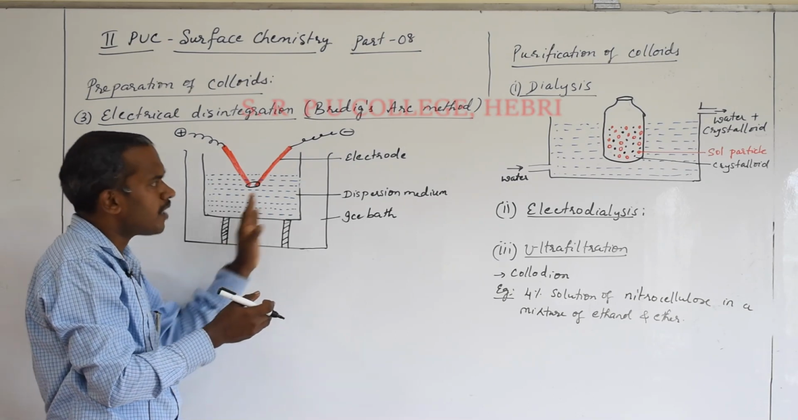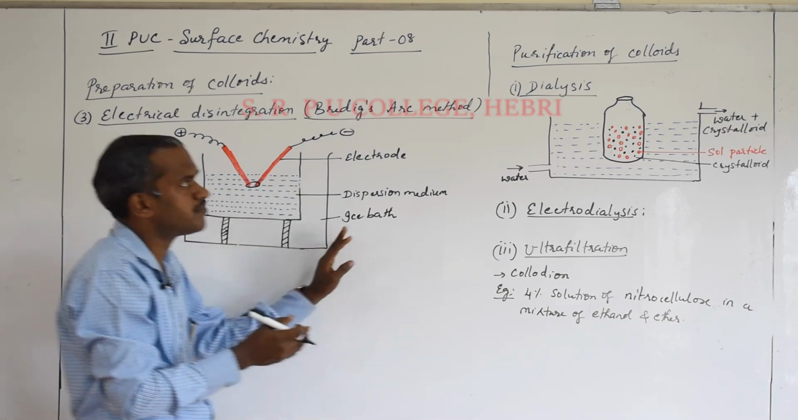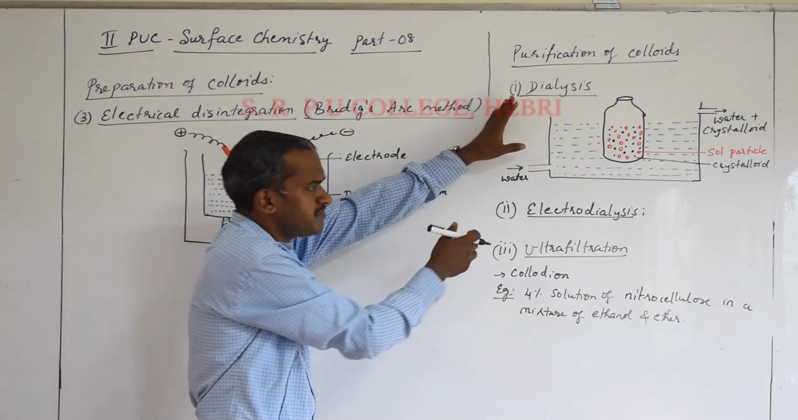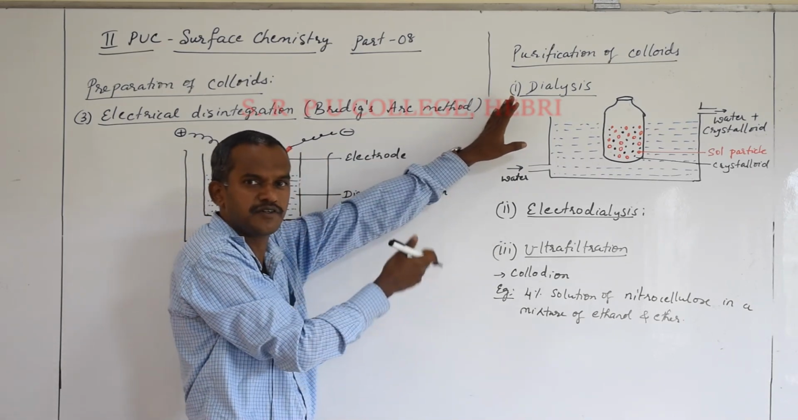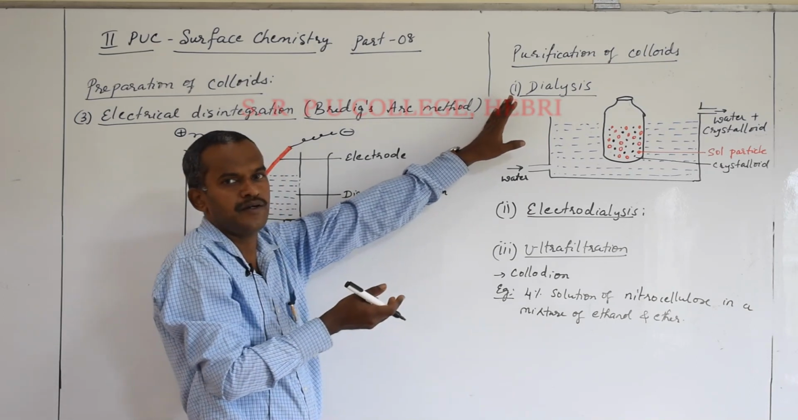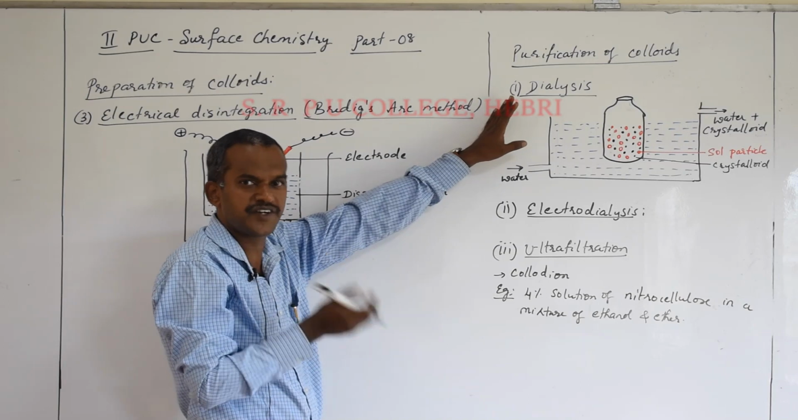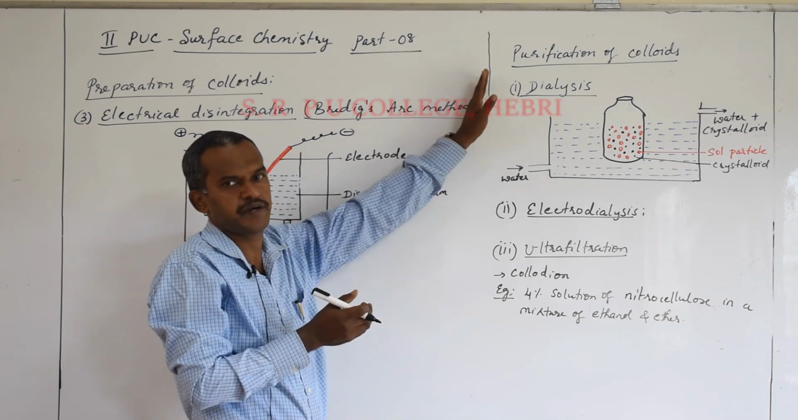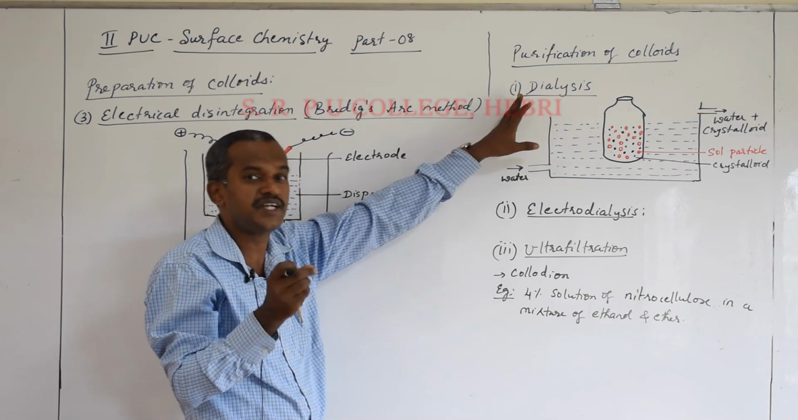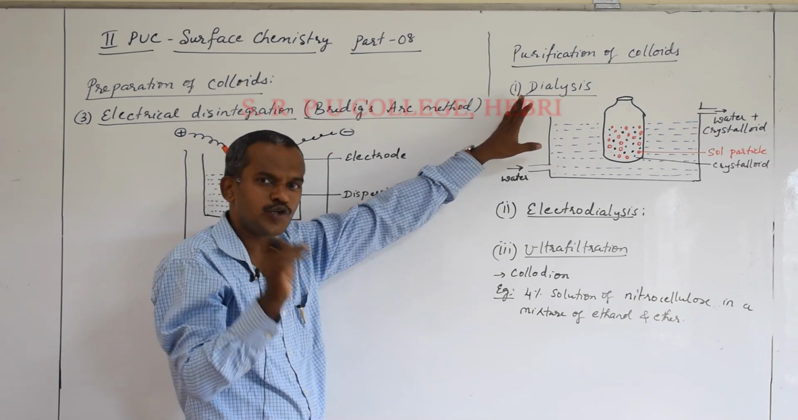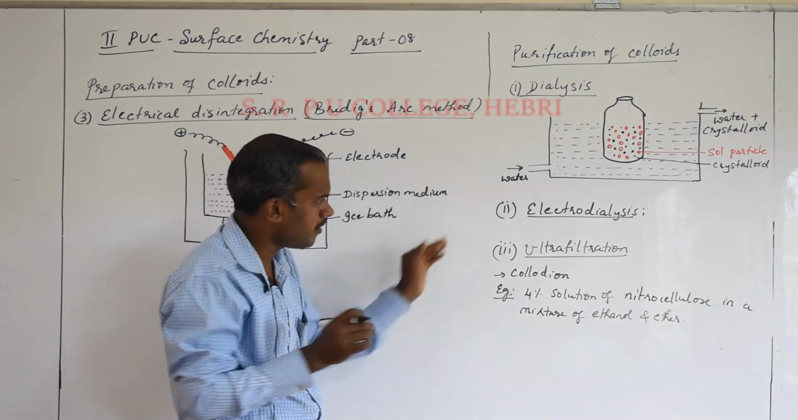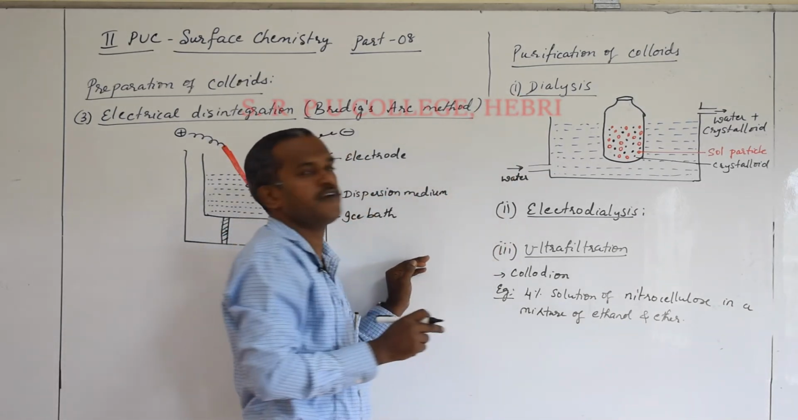Okay. So, after preparing the colloids, there comes purification of colloids. As I told you, if larger particles are present, like suspension size or precipitate size, we can use a filter paper. So that is a simple way, filtration, to remove the larger sized particles. But if very small sized particles, meaning dissolved particles or true solution sized particles, are present, how to separate them? You have to remember 3 different methods of purification of colloids.